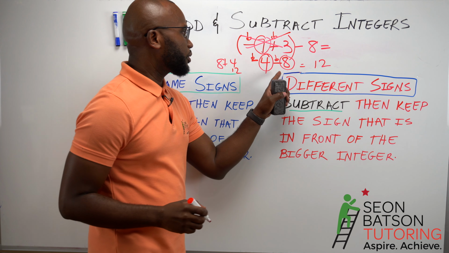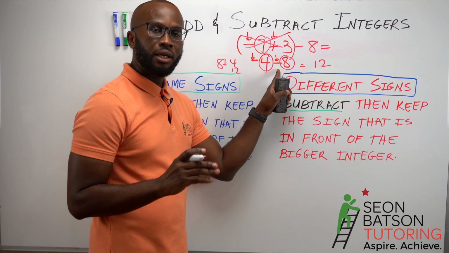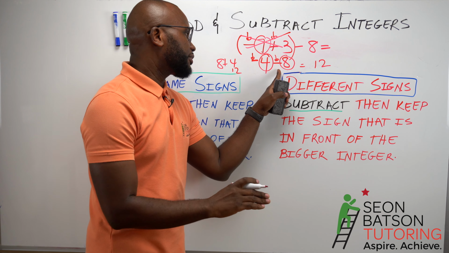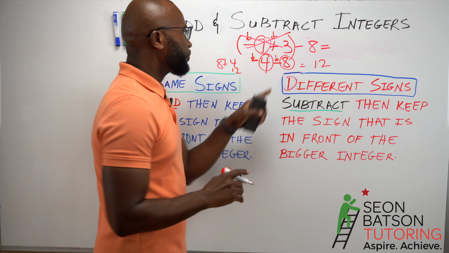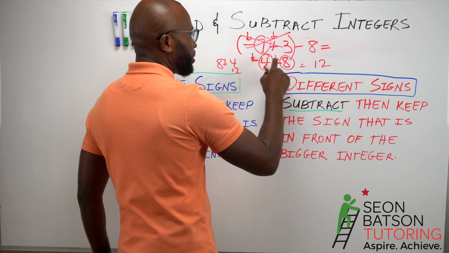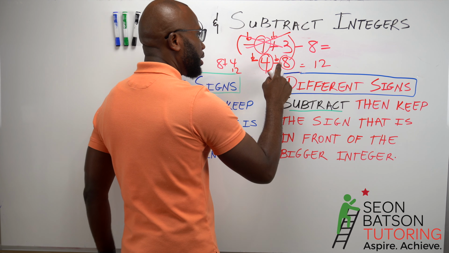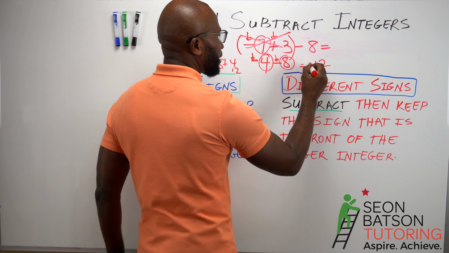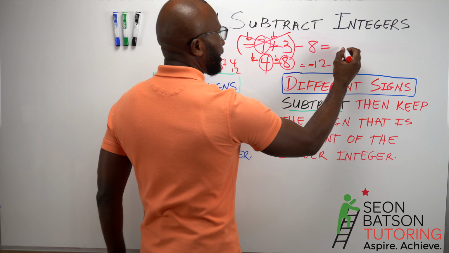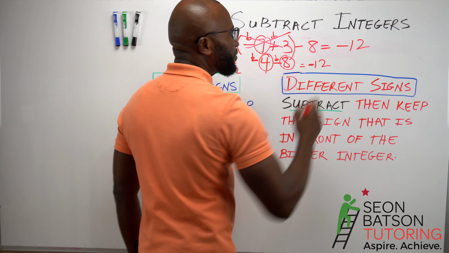But we must do what? After adding, we have to keep the sign that's in front of the bigger integer. In this example, 8 is bigger than 4. And the sign in front of the 8 is a negative sign, or a subtraction sign. So we have to keep that negative sign. So our final answer is negative 12.